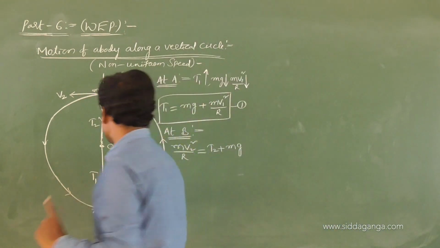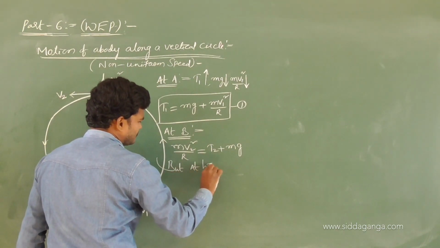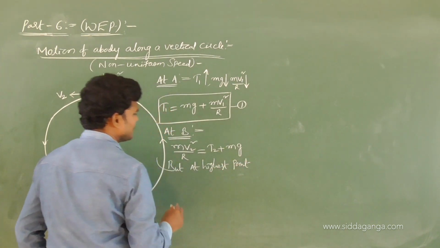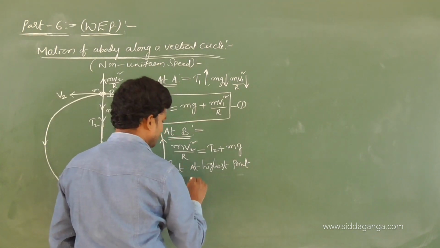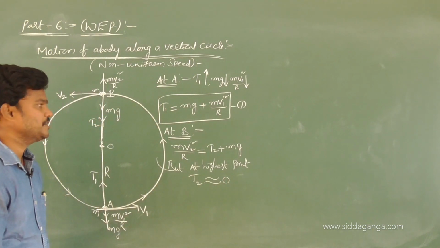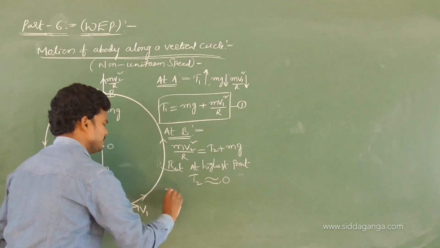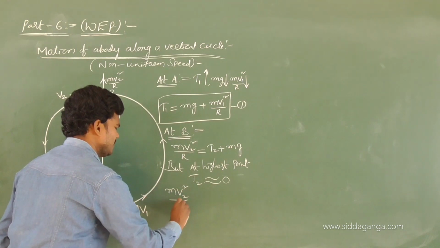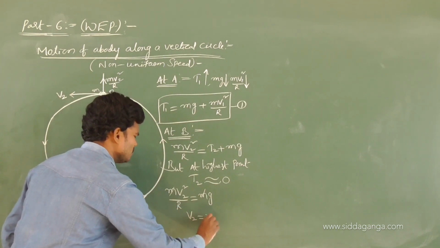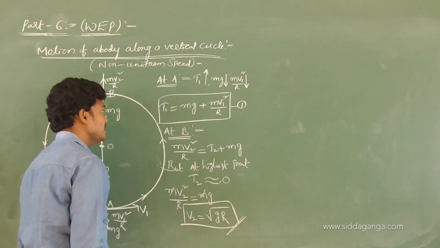So at the highest point, at B, the stretching force developed in the wire is negligible. So I can write T2 is approximately negligible. If T2 is negligible, then m v2 square by r is equal to mg. Then what is v2? v2 is equal to root gr. So this much speed is needed at the top.